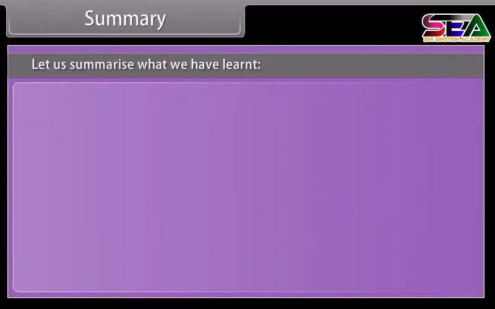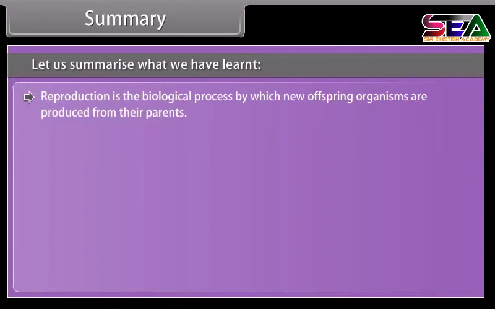Summary. Let us summarize what we have learned. Reproduction is the biological process by which new offspring organisms are produced from their parents. Reproduction is of two types, asexual and sexual.